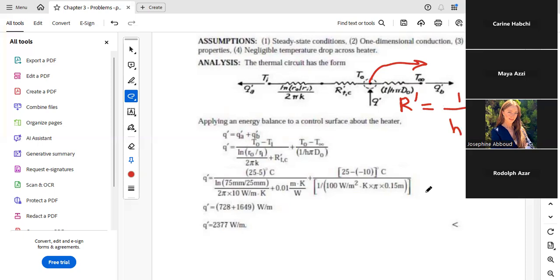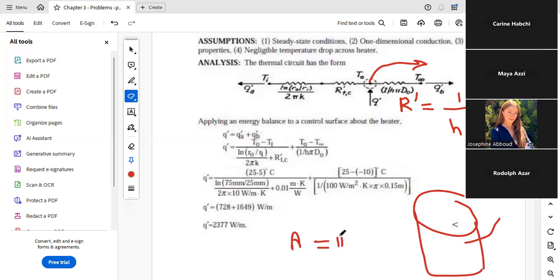For a cylinder, what is the lateral area of convection? From the outer side, the lateral area is perimeter, which is pi d out, times the length of the cylinder, times L, okay? But since I want the area per unit length, so I need A prime, then I remove L, and I have here 1 over h pi d out.